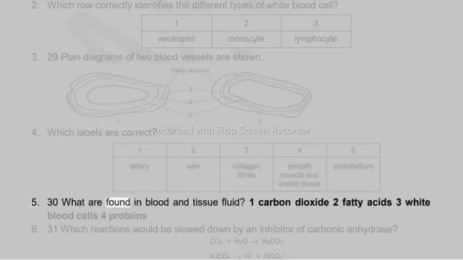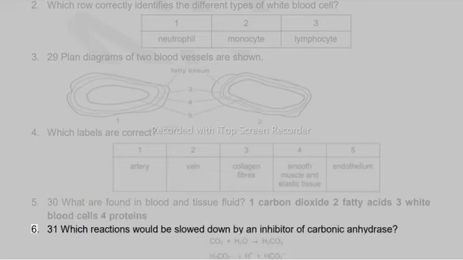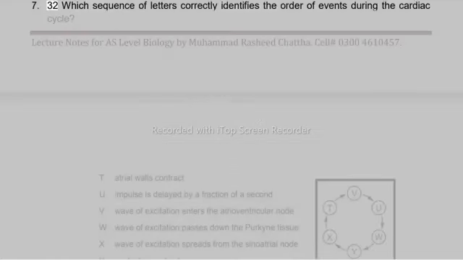5. 30. What are found in blood and tissue fluid? 1 carbon dioxide, 2 fatty acids, 3 white blood cells, 4 protein. 6. 31. Which reactions would be slowed down by an inhibitor of carbonic anhydrase? 7. 32. Which sequence of letters correctly identifies the order of events during the cardiac cycle?